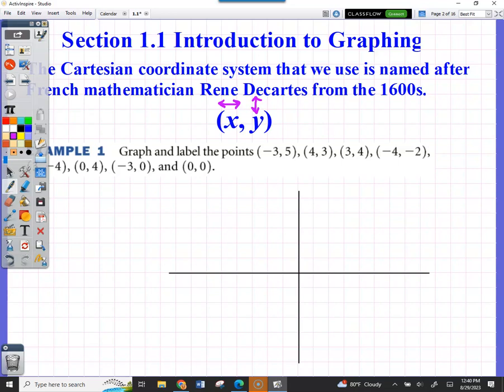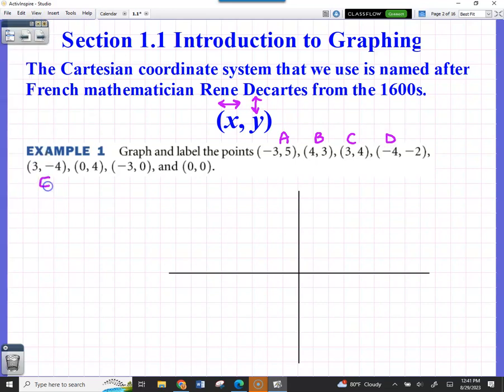So if you would, as best as you can, I want you right now to graph and label these points on your paper. When I say label, you can call the first one A, the second one B, C, D. You see where this is going? So if you will, graph and label those points. And I'm really sorry for the way I sound. It's not going to get any better.